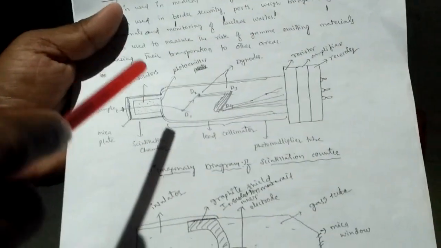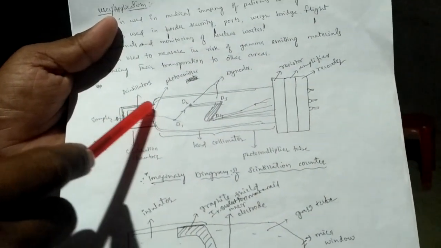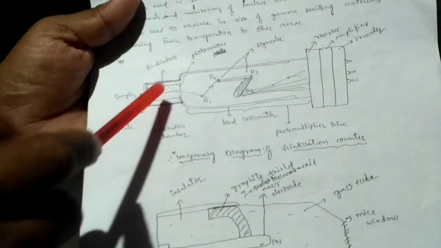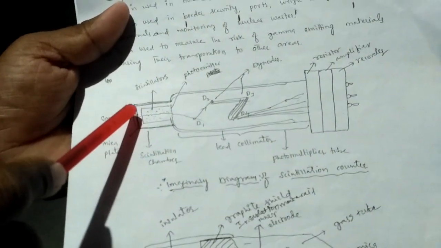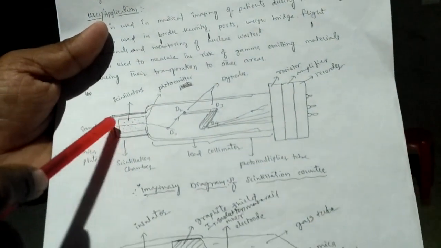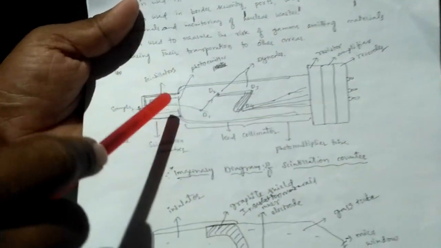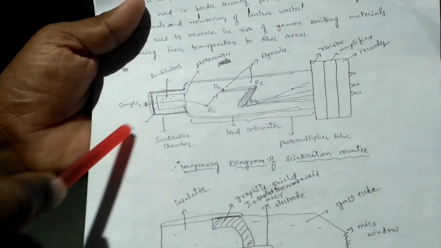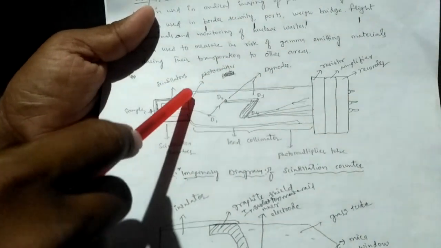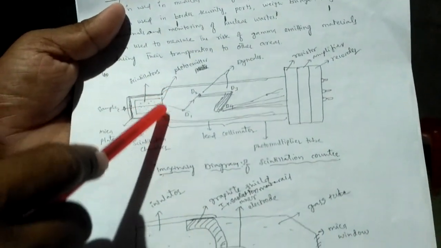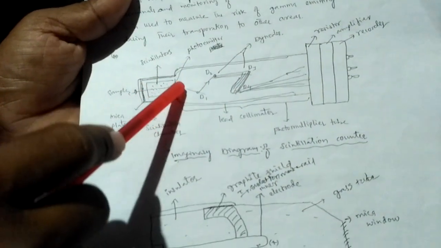Coming to the scintillation chamber, it is a metal tube. It consists of a mica window at one end and a photoemitter at the other end, and it is coupled with the photomultiplier tube.